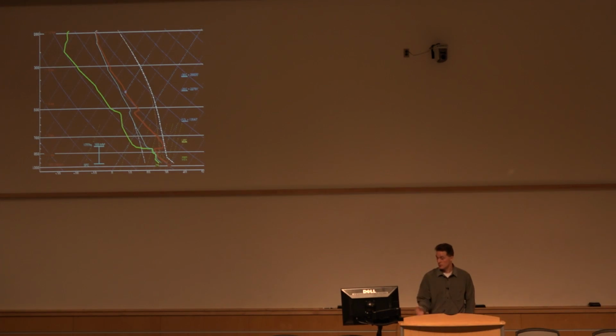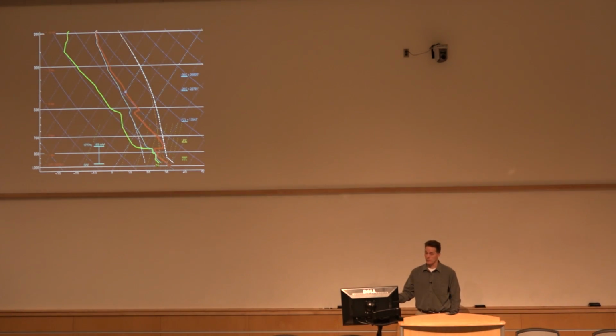Okay. So the important thing is we'll show an example. We're going to lift a parcel and go through the whole calculation here. So we're starting at the surface. We found the lifting condensation level. That's the first part of unsaturated parcel ascent. Now we form clouds. So we're saturated. Now we're releasing latent heat.